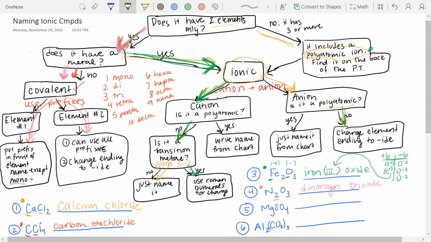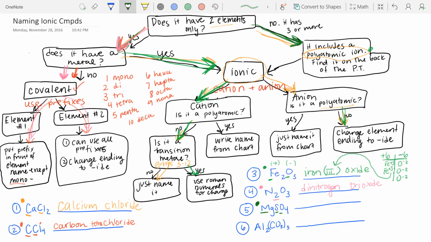All right, so let's go to our next one, which is going to be this slightly darker green. It might be a little hard to tell the arrows there, but the question is, does it have two elements only? Well, I have a capital M, a capital S, and a capital O. So it's actually no. It has three or more here. Okay, it does have three, in fact. And so that means it includes a polyatomic. So we're going to have to look for it on the back.